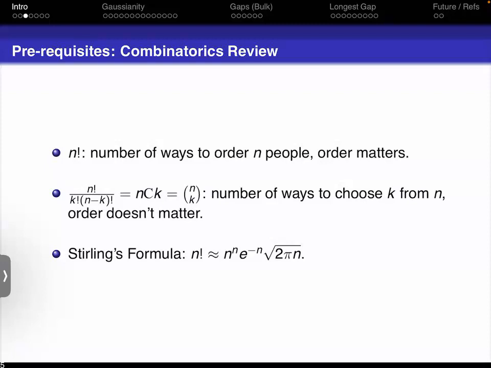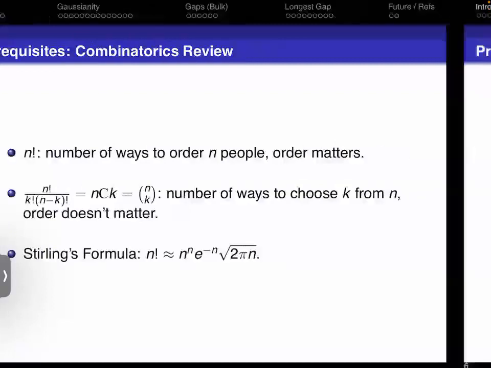But this is just telling us roughly, if n is large, how big is n factorial? N factorial is one of the basic combinatorial objects we have. We want to get a sense of its size.